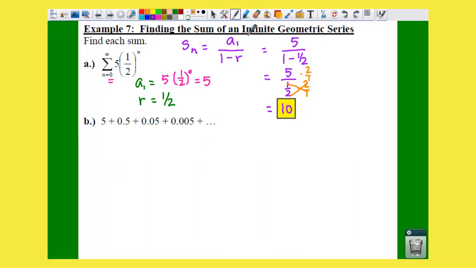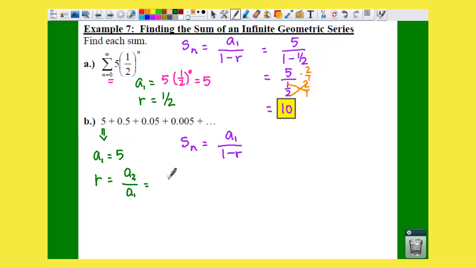Now we can do the same thing for B, where we look at our ratio, and we're still going to use S sub n is equal to a sub 1 over 1 minus r. The good thing is we already know that our first term, a sub 1, is 5. Well, how do we figure out what our r is? Remember, you can always find your r by taking one term divided by its previous term. So if we take a sub 2 divided by a sub 1, this will give us our ratio.